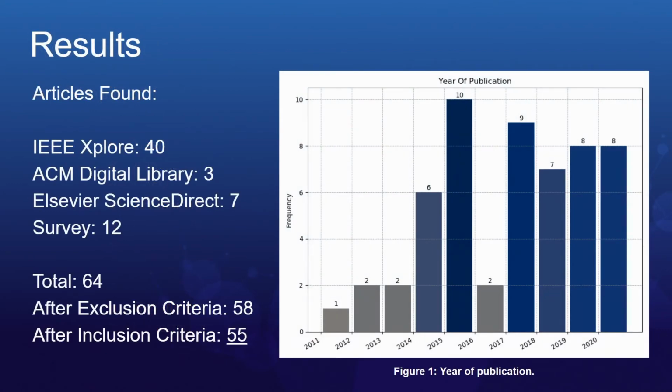So using our search string, we found 40 results from IEEE Explore, 3 results from ACM, and 7 from Elsevier. From the additional survey, we also got 12 papers that specifically discussed differential privacy applied to the smart grid. This came out to a total of 64 papers. After applying our exclusion and inclusion criteria, we had 55 papers. These papers were published between 2011 and 2020, with most of the papers having been written in the last 5 years. So that seems like a pretty good look at the modern state of research.